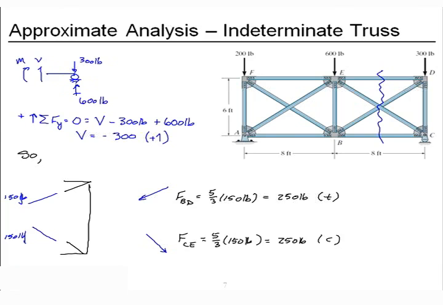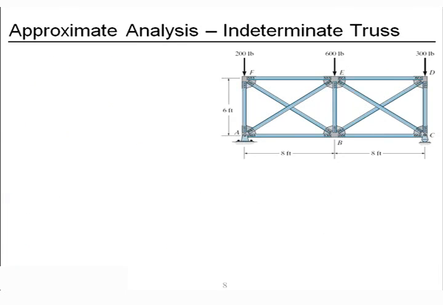Great, so we've now taken care of, or calculated, 4 of our internal forces. We've used our assumption to help us out with the indeterminacy, and so we'll use method of joints to start calculating reactions, or not reactions, but internal forces, in all the rest of the members. I'm going to start at joint D for our step 4.